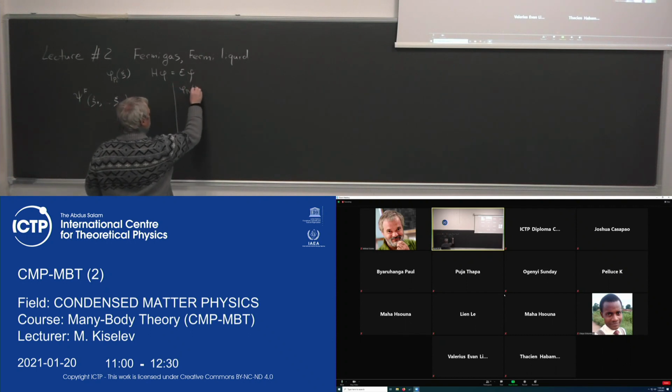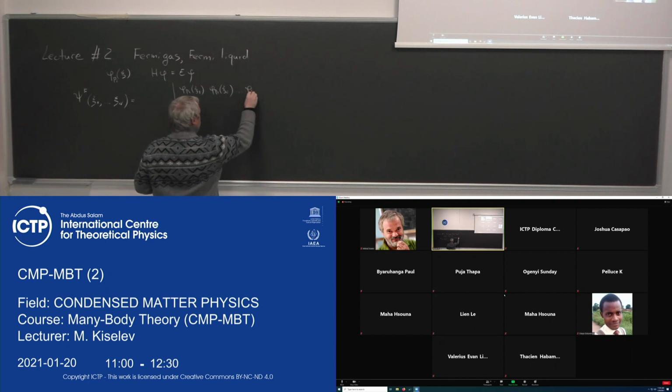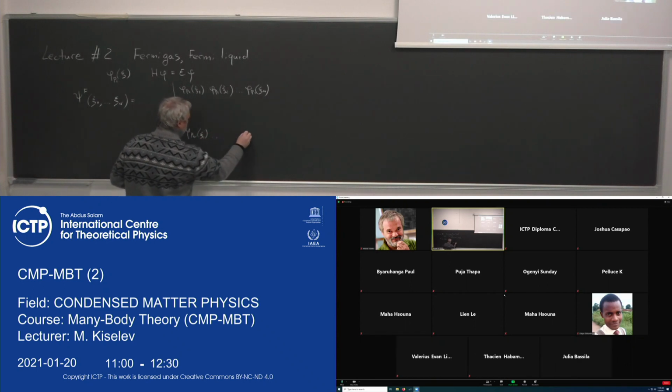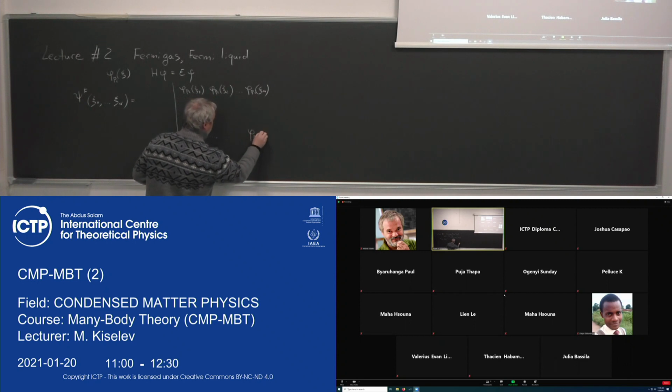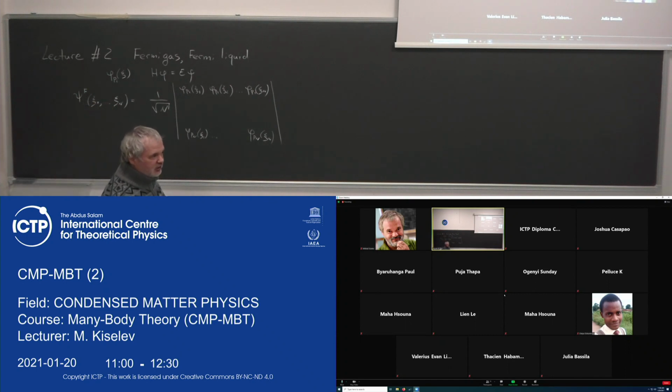The determinant has entries phi_E1(psi_1), phi_E1(psi_2), up to phi_E1(psi_n), down to phi_En(psi_1), up to phi_En(psi_n), and there is a normalizing factor 1 over the square root of n factorial. So this is the wave function of n non-interacting fermions.